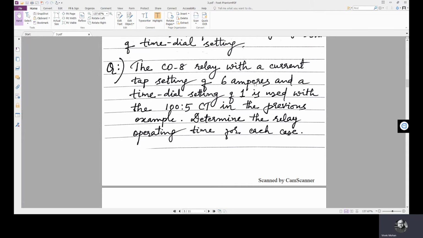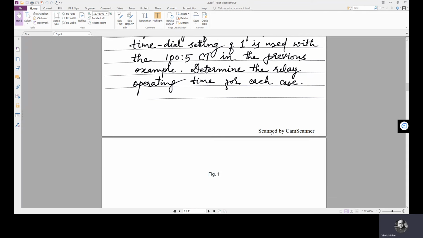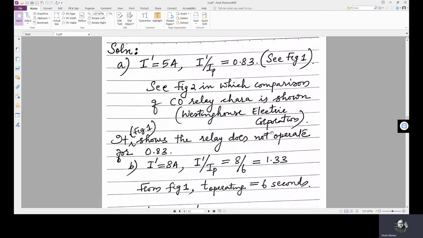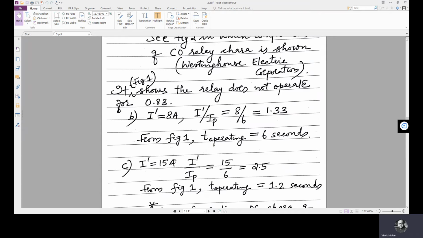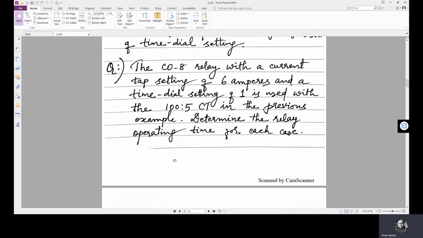Let's see this example. The CO8 relay with a current tap setting of 6 amperes and a time dial setting of 1 is used with the 100:5 CT in the previous example, the example in which we analyzed the performance of the CT. Three values of I dash were given: I think 5 amperes, 8 amperes and 15 amperes. For those values, we are asked to find the relay operating time.